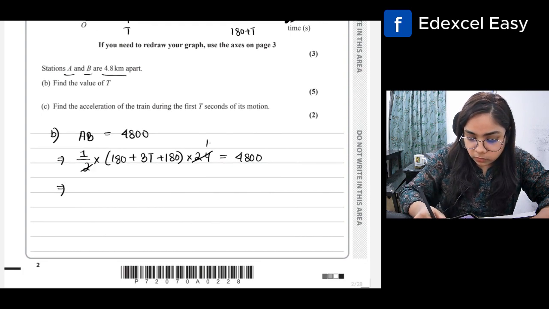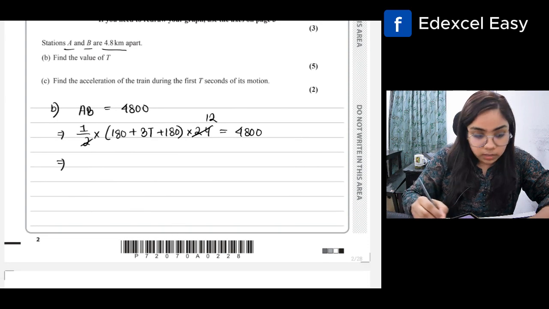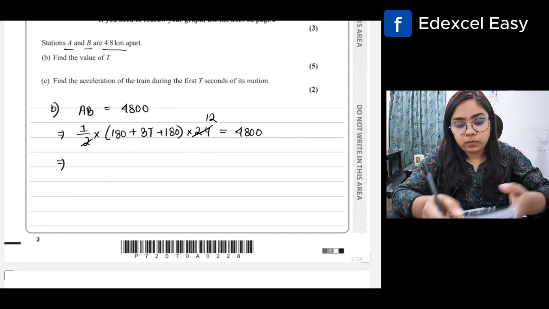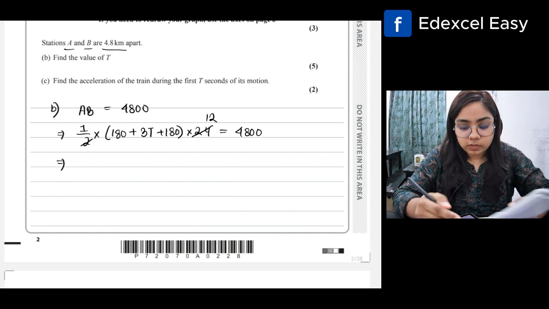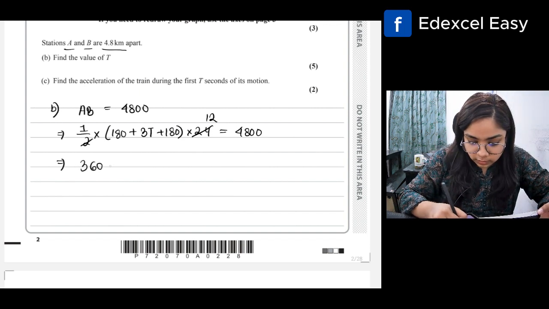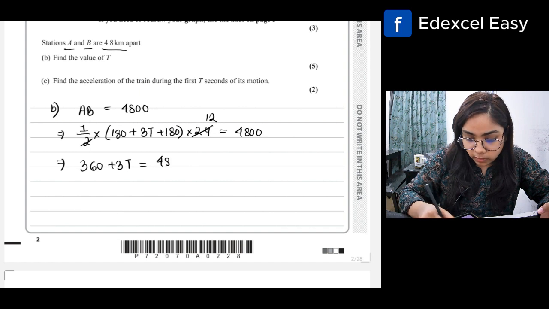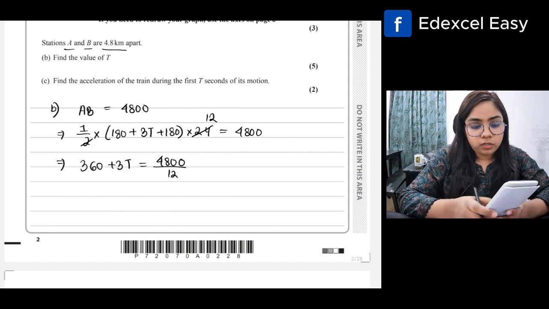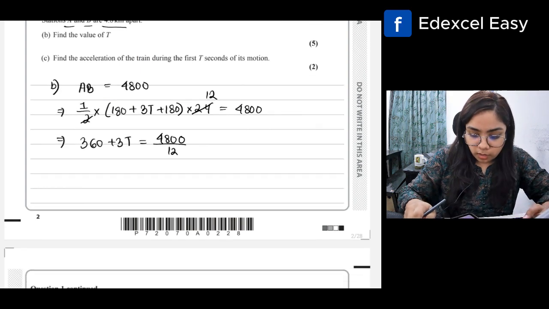After that, if you cut this together, you get 12 on this side. 180 plus 180 will be 360. So you get 360 plus 3t, and you take this to the other hand side. So 12 to the other hand side is going to be 4800 over 12. So 4800 over 12 is also 400.